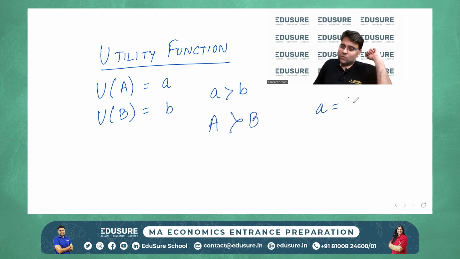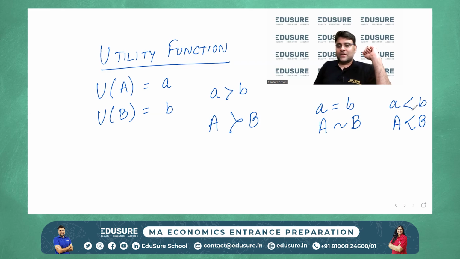If a is equal to b, we will say that the bundle A is indifferent, or he likes the bundle A and B equally. And if, for example, a is less than b, then the bundle B is preferred over the bundle A. So the mathematician put this very beautifully into something he called the utility function, or the preference function, wherein they said let's attach numbers to each bundle and that will help us out.